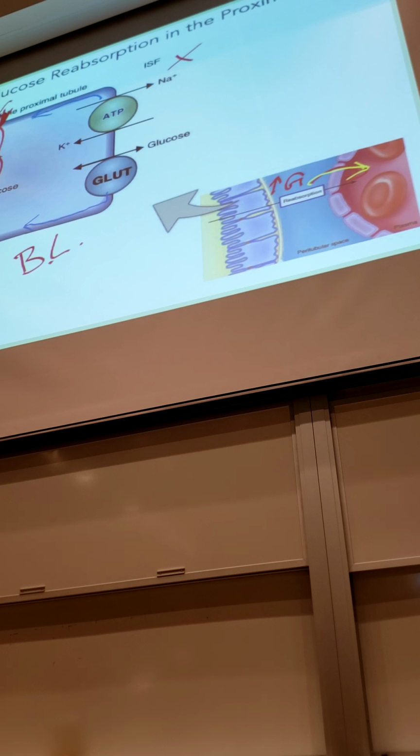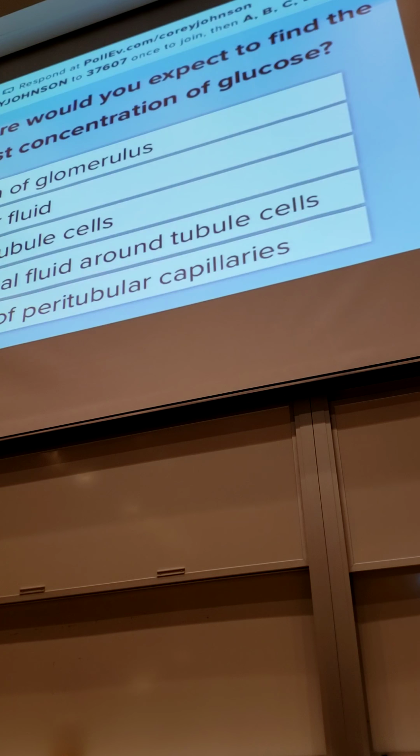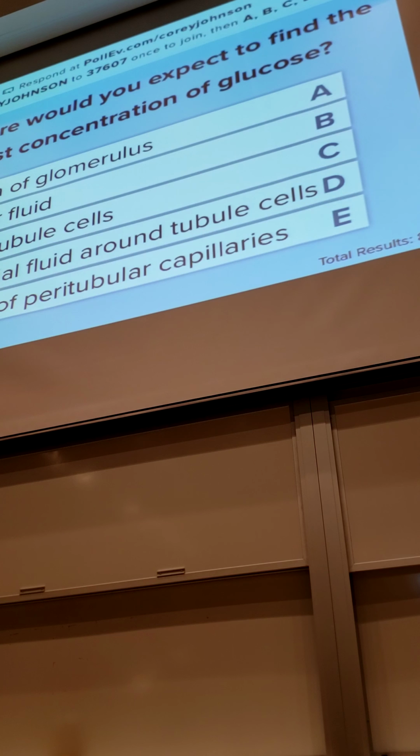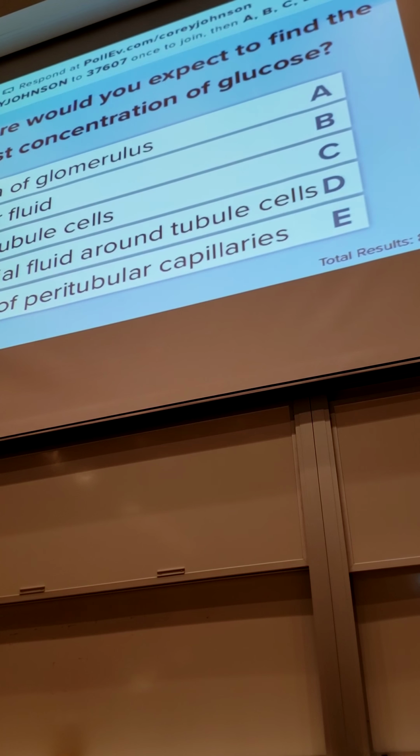All right, so 4 minutes left. Let's get an easy point. So of these spaces, and understanding how glucose is transported, where would you expect to find the highest concentration of glucose in this system? Is it in the lumen? Is it in the cells? Is it in the interstitial fluid?